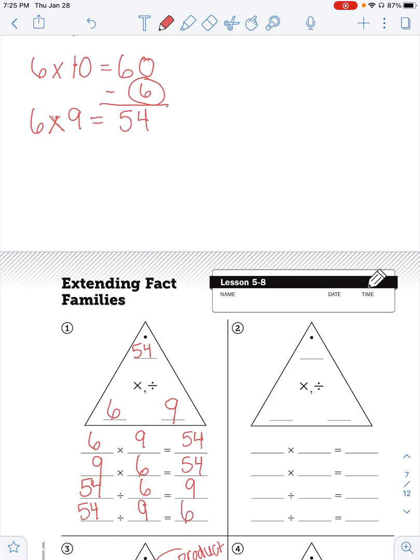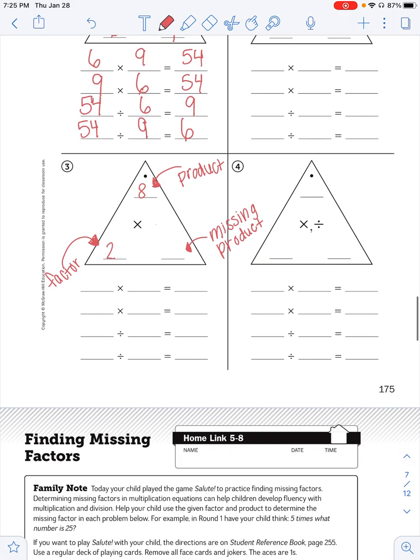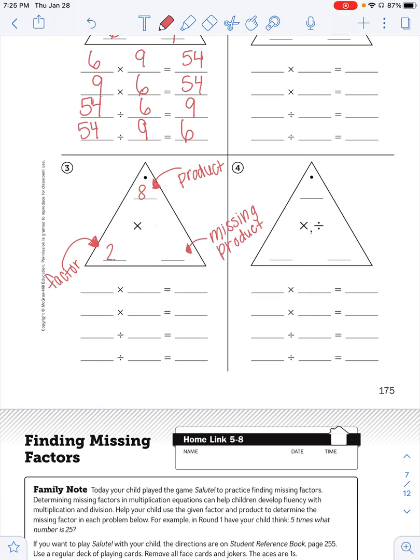So see how you can just flip-flop those numbers and make it into a multiplication sentence or a division sentence? That is going to help you so much when it comes to learning your math facts and realizing that there are multiple ways that you can find the answers to things. Today we are going to be looking at missing products. So what that means, or missing factors, I am so sorry.